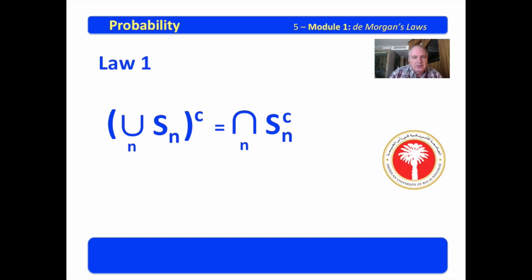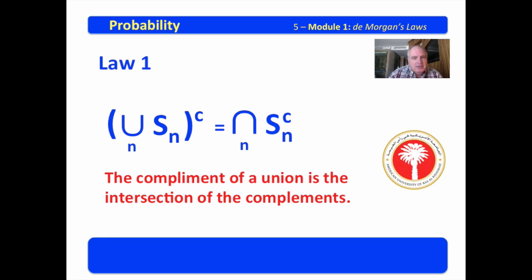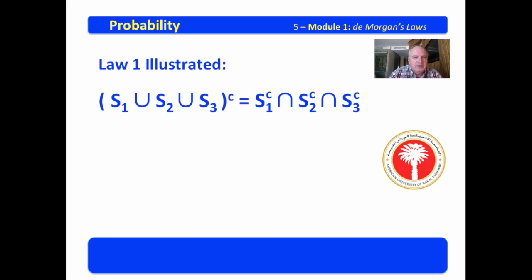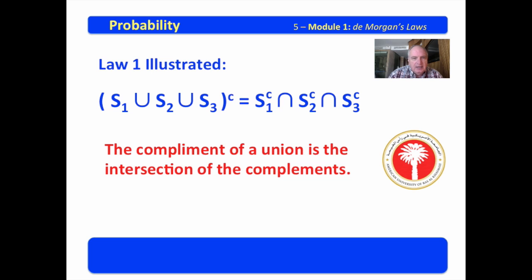Let's see if we can draw this out just a little bit better where you might understand it. The complement of a union is the intersection of the complements. Let's see if we can do that just a moment. It might make sense. Here we have the complement of a union of a series of sets equals the intersection of the complements of the actual sets. Again, the complement of a union is the intersection of the complements.